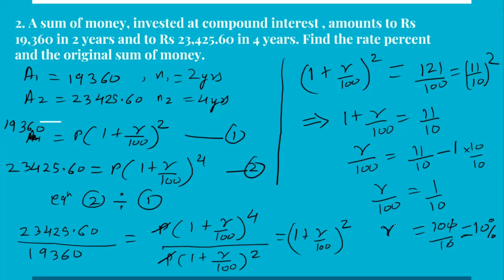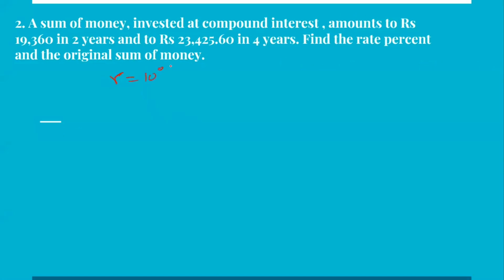Now that you have got the rate, let us now find the principal. You are asked to find the rate percent and the original sum of money. Now we have got the rate. Now let us find the principal for this percent per annum. So now let us find the sum of money. Let us find the principal over here.